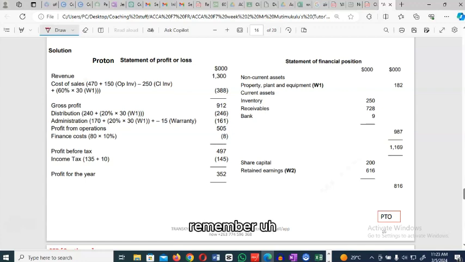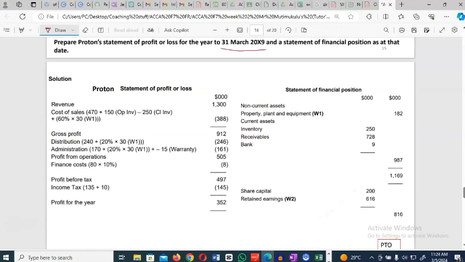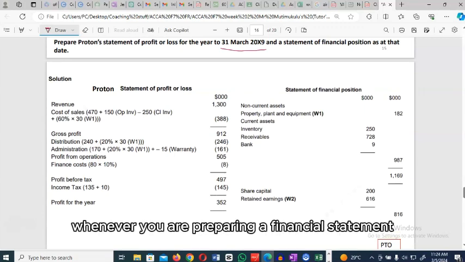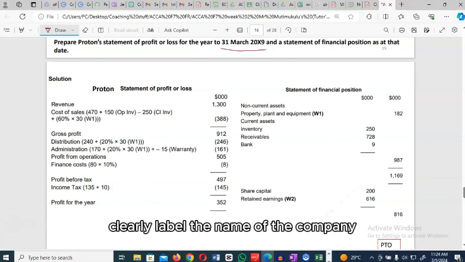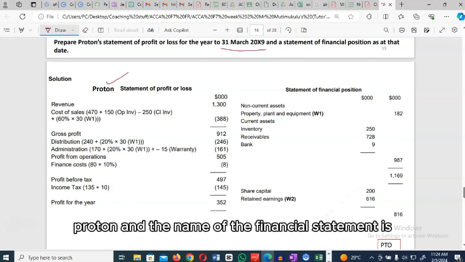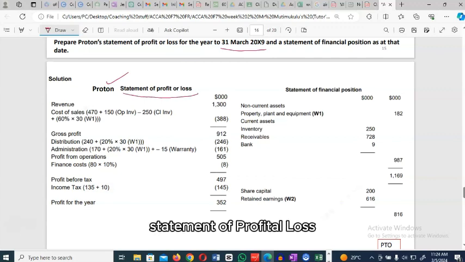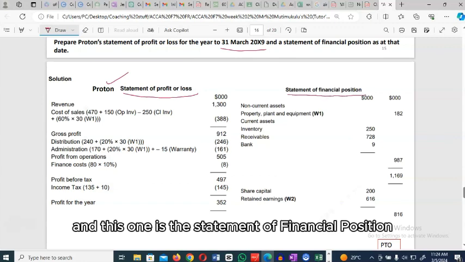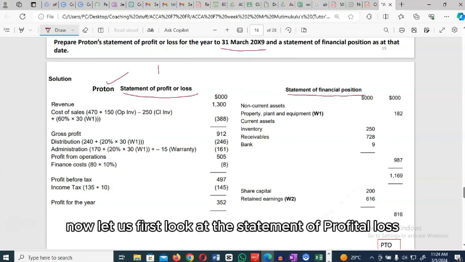Like I said, remember, as you had in the notes, the narrations at the start of this video, you were told that whenever you are preparing a financial statement, you need to clearly label the name of the company, Proton, and the name of the financial statement. This one is the statement of profit or loss, and this one is the statement of financial position. Now, let us first look at the statement of profit or loss.